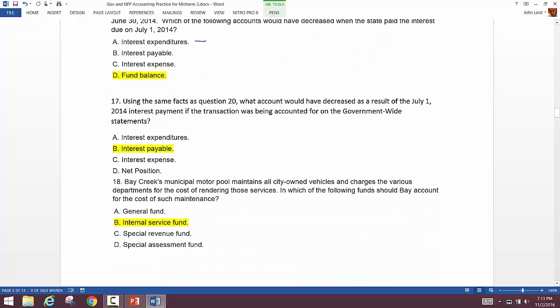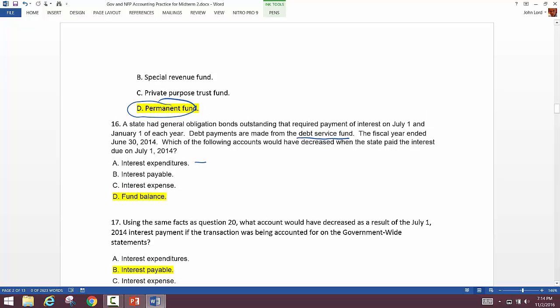Using the same facts as question 20, what account would have decreased as a result of the July 1st interest payment? And we're assuming that at June 30th, we would have accrued interest, using full accrual accounting between the last interest payment date. Do they give us the interest payment dates here? Yeah, there would have been an interest payment date on July 1st, right?